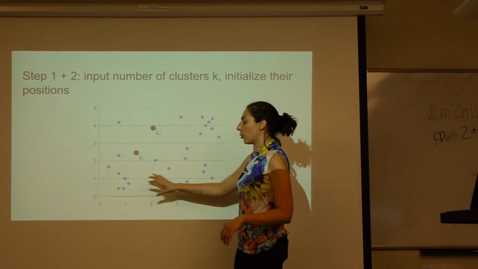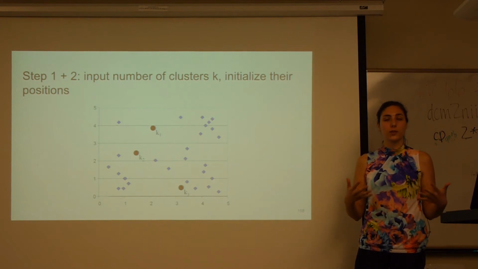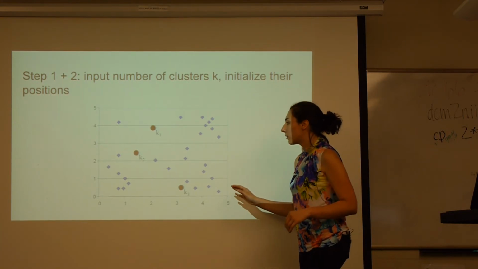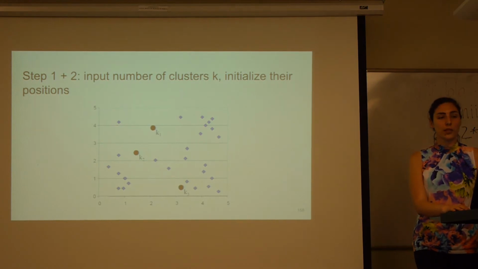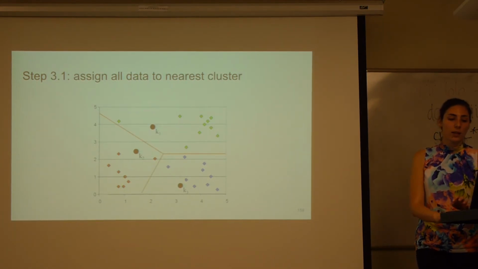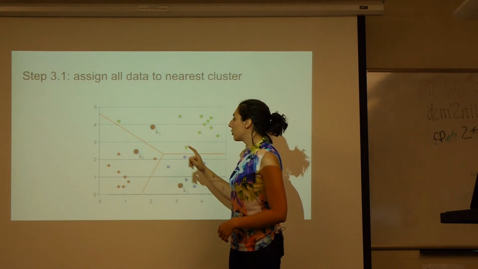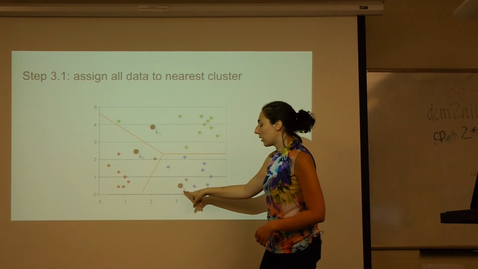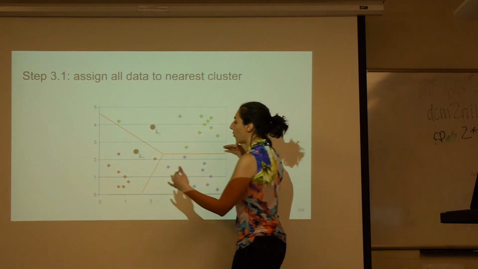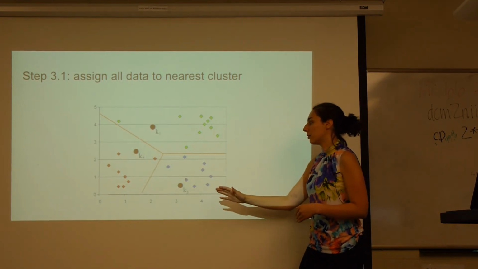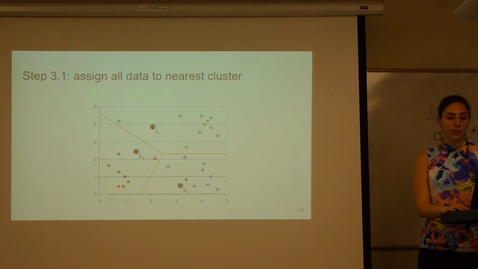We have these data instances, the blue ones, and we have chosen 3 clusters. We initialize the centers of the clusters as these k1, k2, and k3. So this was step 1 and step 2 together. Step 3 is to assign all the data points to the nearest cluster center. So we assigned this data point to k3 because it was closer to k3 than k1 or k2. I have plotted this diagram here to show you the separations between the clusters. So this was assigning all the data to the nearest cluster.